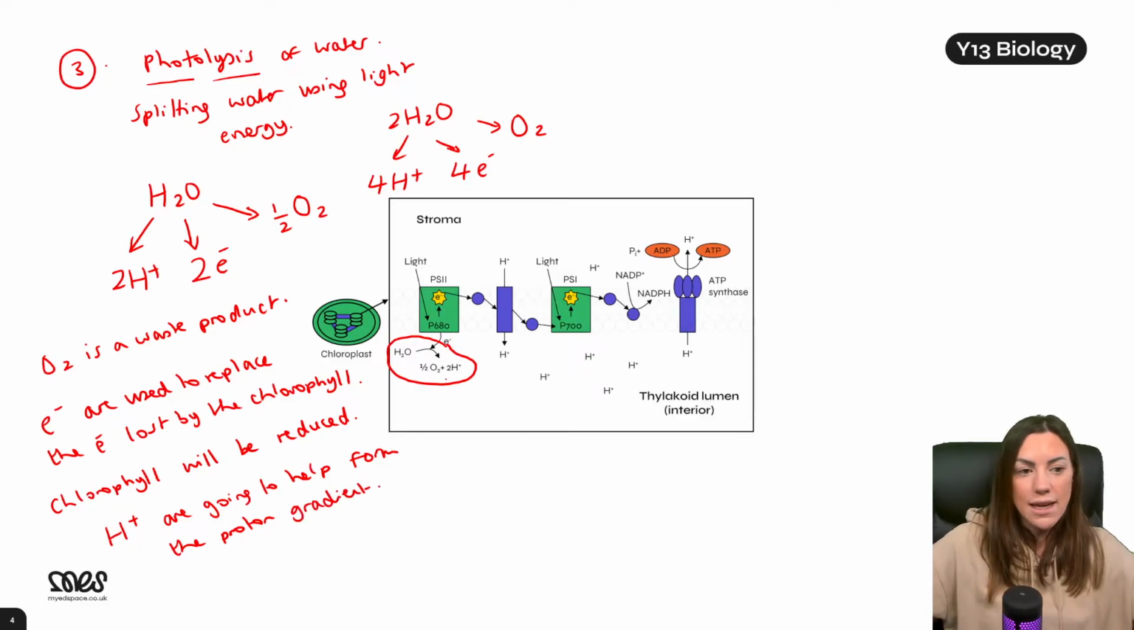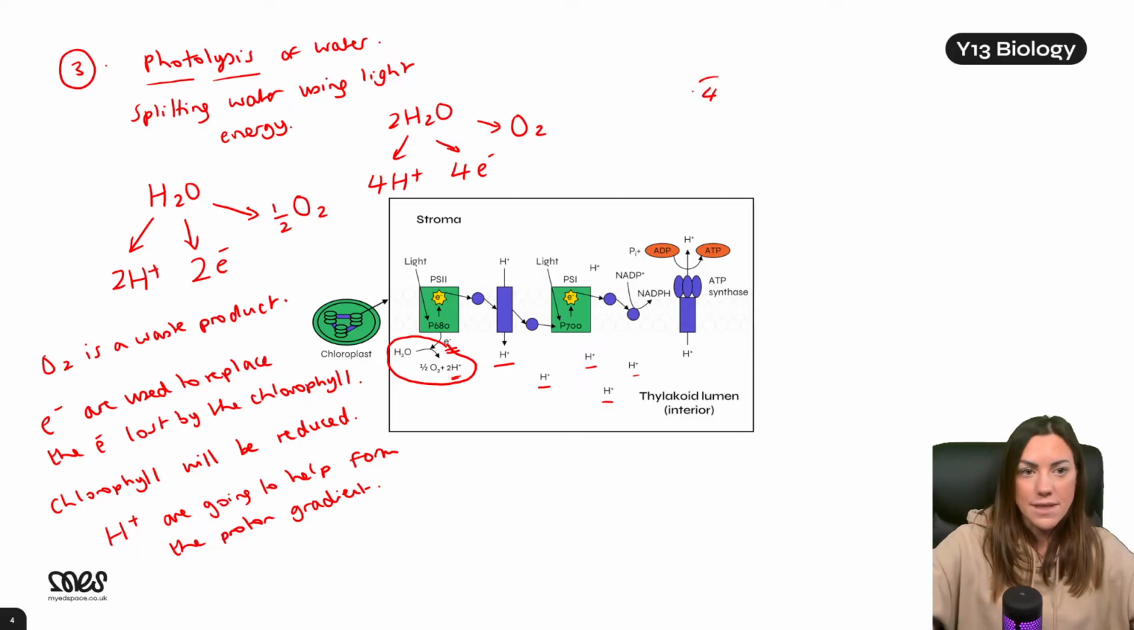that we mentioned earlier. If you have a look on the diagram, you can see the oxygen there, that's the waste product. You can see the electrons here are going to replace the electrons lost by chlorophyll to reduce the chlorophyll. The protons here are building up in the thylakoid lumen along with these other protons that have been actively transported into the lumen. So it's going to help create that high concentration of protons in the lumen, and it's going to help establish that proton gradient to drive the formation of ATP.